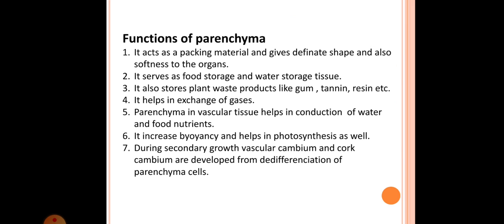During secondary growth, vascular cambium and cork cambium are developed from dedifferentiation of parenchyma cells. So, this is about the parenchyma cells.